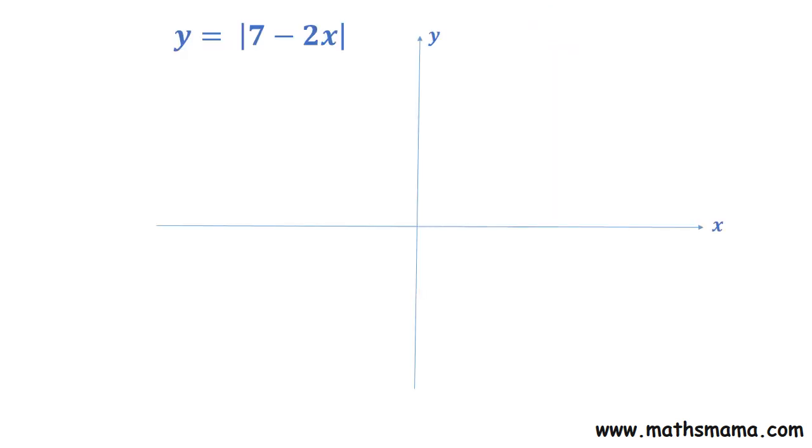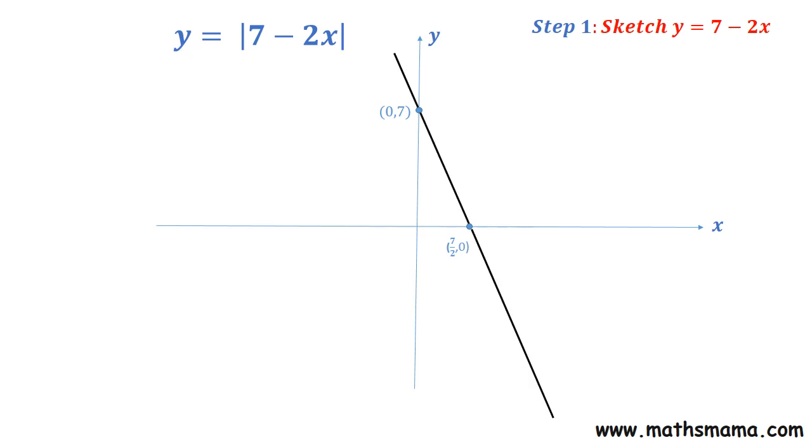Okay, we are done with the groundwork. Now we can start sketching. First of all, plot the 2 points on the xy coordinate plane. Connect those 2 points with a straight line segment. Here we get the graph y equals 7 minus 2x.